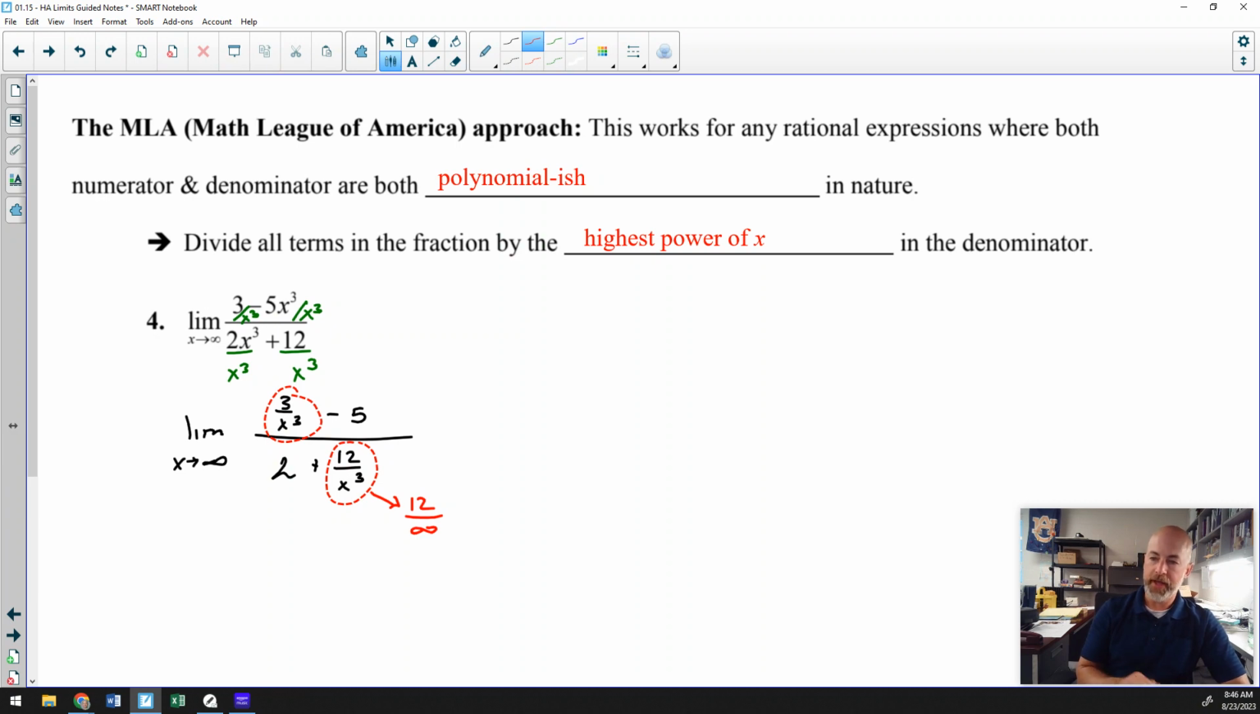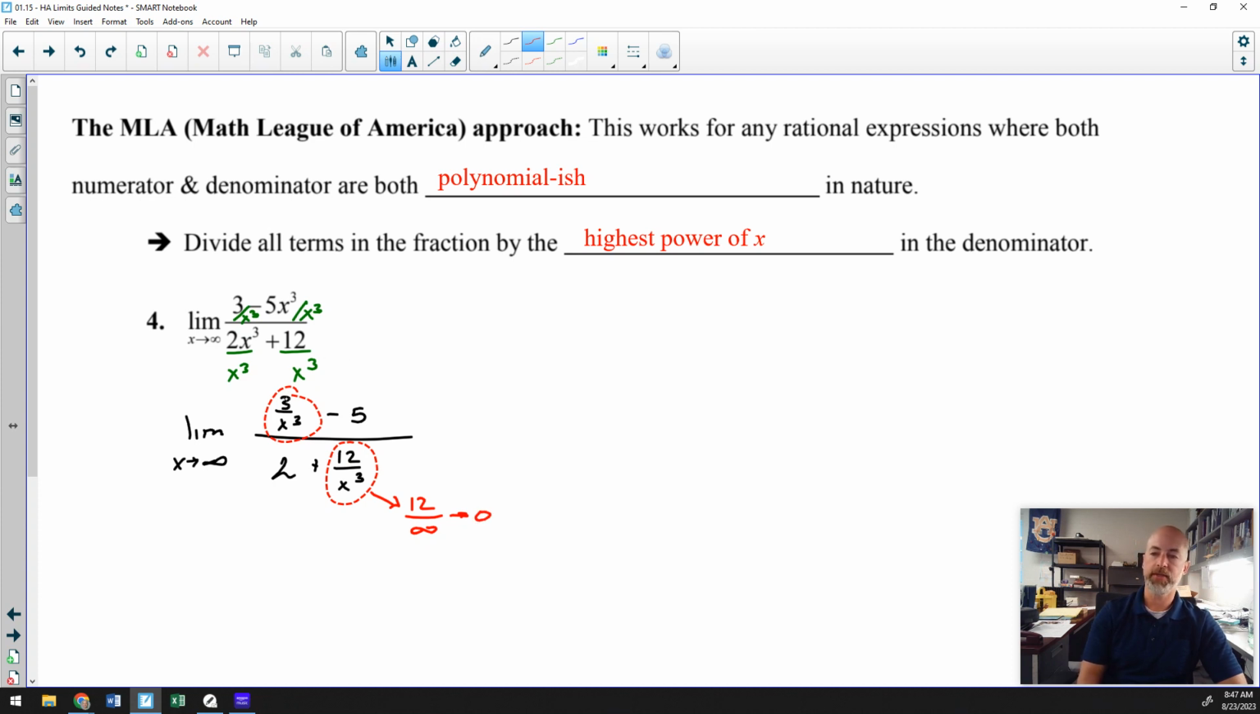And if you pulled out a calculator and punched in 12 divided by 100, you would get like 0.12. If you divided by 1,000, you would get 0.012. If you divide by 10,000, you get 0.0012. And as that denominator gets larger and larger, and especially as we go to infinity, any constant divided by infinity will always go towards 0.